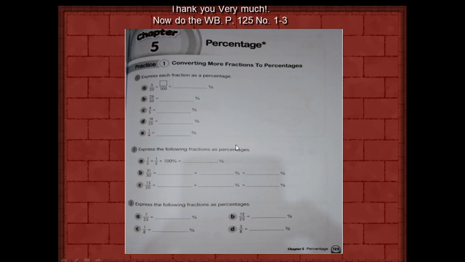If you have done, please submit it into the Google Classroom. Yeah, don't forget to write your name here and then take a picture. After that, submit it into the Google Classroom.